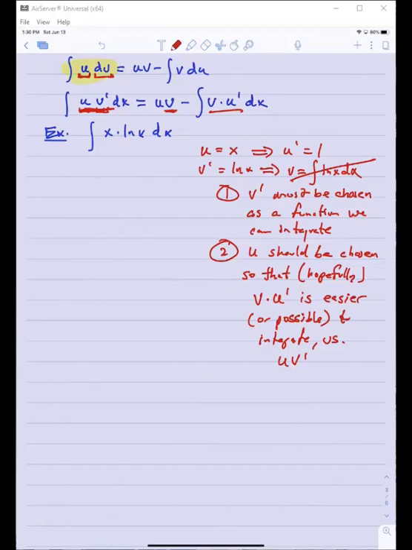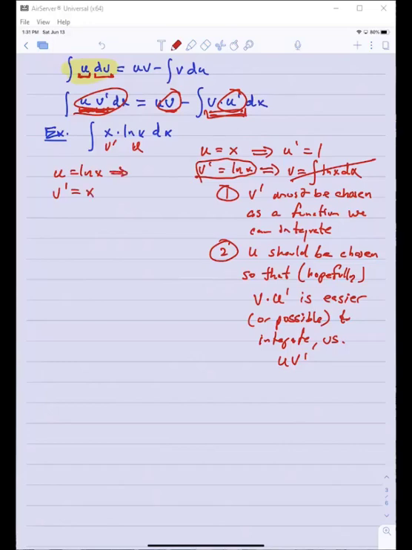I want to pick the v prime so that I can actually integrate it and find a v. And I want to pick the u so that when I take its derivative, this combination vu prime is hopefully something that's easier to integrate, or possible if the original one was not. Now, in this case, we don't have much choice because I don't know how to integrate ln of x. Therefore, I'm not going to pick v prime to be ln of x. I'm going to pick that to be the u, which means the v prime is going to be the other part in the product, which is the x.